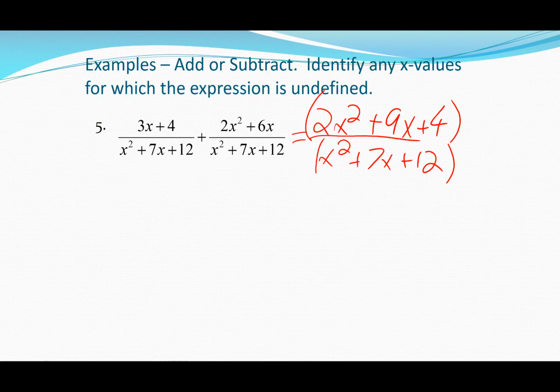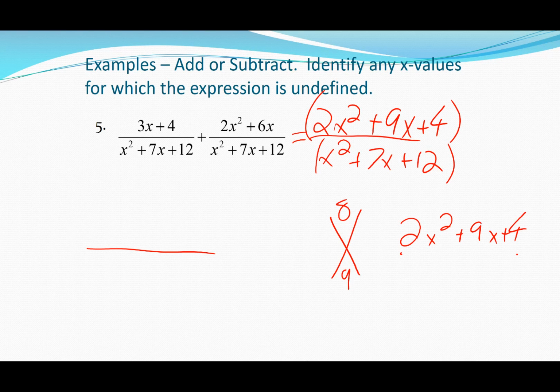So the numerator, let's do that over here. 2x squared plus 9x plus 4. I'm going to factor that using product and sum. So a times c, 2 times 4 is 8, and b is 9. So two numbers that multiply to make 8 and add to 9 would be 8 and 1. Now, a is not 1, right? A is 2, so I cannot use my shortcut here, so I have to do this the long way.